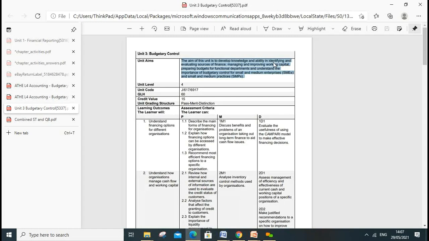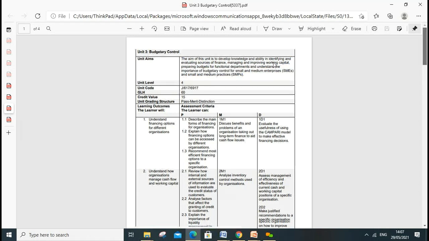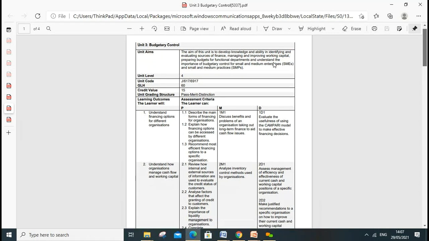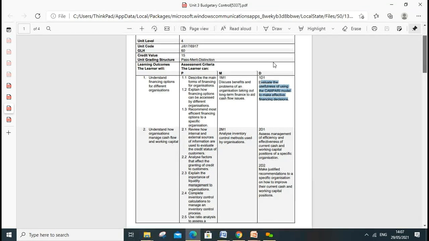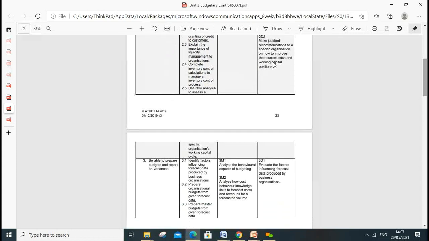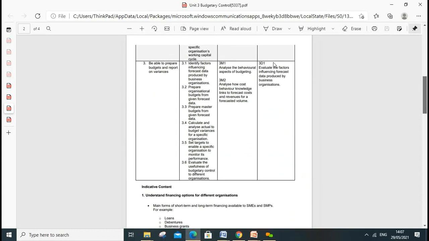Okay guys, we'll go through. Before starting our lesson, first of all, we'll check what we are supposed to learn under this unit. We have Learning Outcome 1. Today we'll describe the main forms of financing. We'll go through the merit criteria and distinction criteria as well. Then lesson 2 will be Learning Outcome 2 about working capital and cash flows.